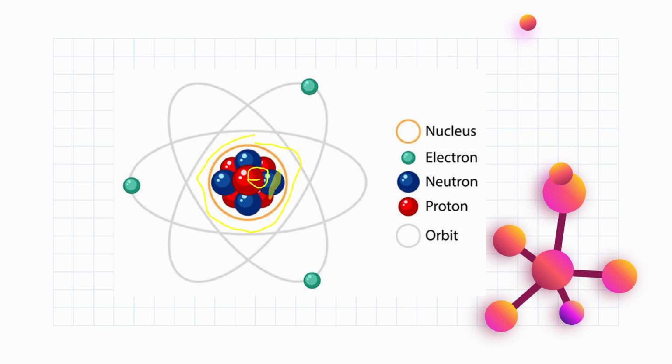Now, look at the circles spinning around the nucleus. These are the electrons, the green ones in the diagram. Electrons are very, very small and they move in orbits or paths around the nucleus. They have a negative charge.